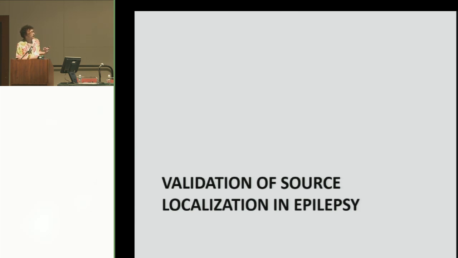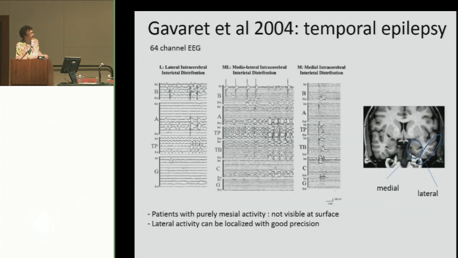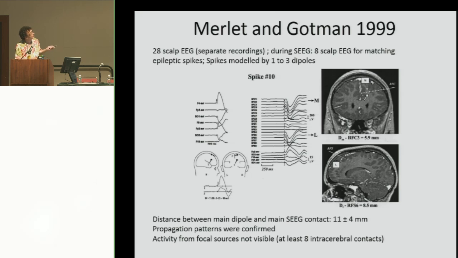Now I'm switching to the validation of source localization. So when we want to go beyond the surface recordings and actually localize activity within the brain. And again, these are examples from epilepsy, obviously, as we're recording patients. That's an early paper by Isabelle Merlet and Jean Gotman. They recorded 28 scalp EEG channels, and during SEEG, only a few scalp EEG channels for matching the activity between the depth and surface. And they modeled with equivalent dipoles. So that's one very standard way of localizing the sources of the epileptic spikes.